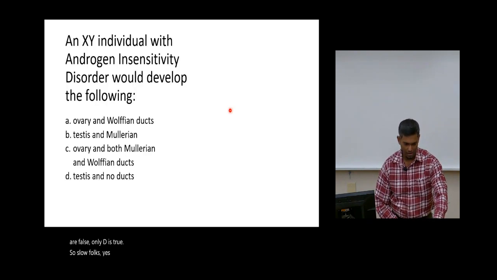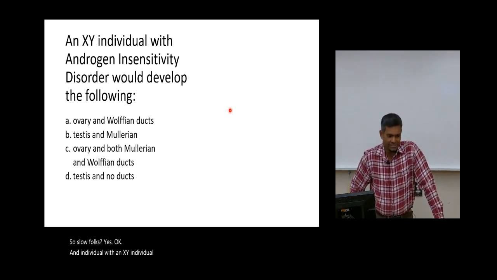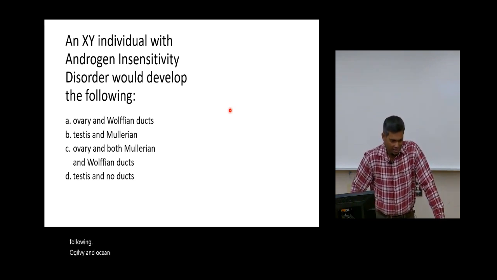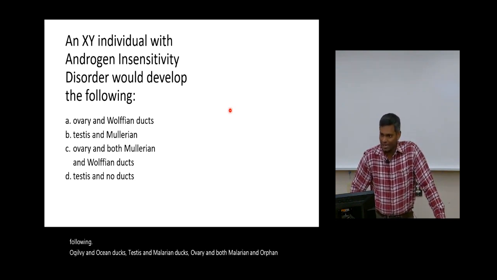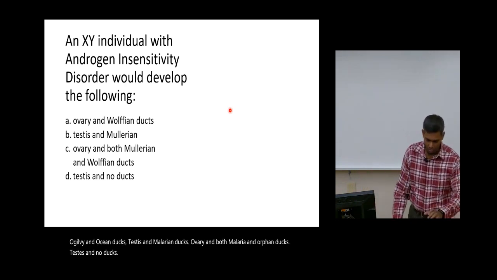Okay. An XY individual with androgen insensitivity disorder would develop the following: A, ovary and Wolffian ducts; B, testes and Mullerian ducts; C, ovary and both Mullerian and Wolffian ducts; D, testes and no ducts. Why is that?